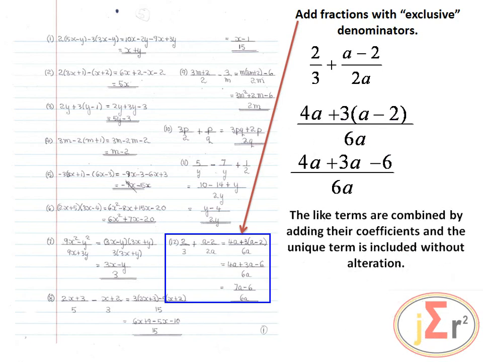So we have like terms and they are combined by adding their coefficients, and the unique term is included without alteration. So we are taking the like terms, these two, and we are adding them by adding their coefficients. 4 plus 3 is 7. So we have 7a and minus 6. And that is all there is.